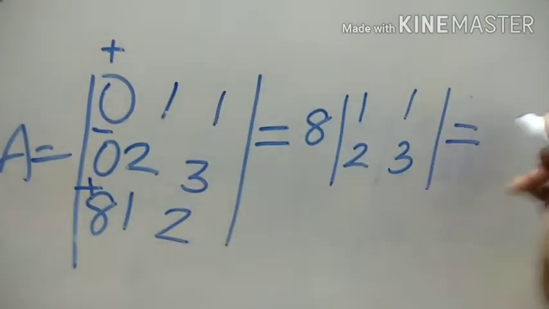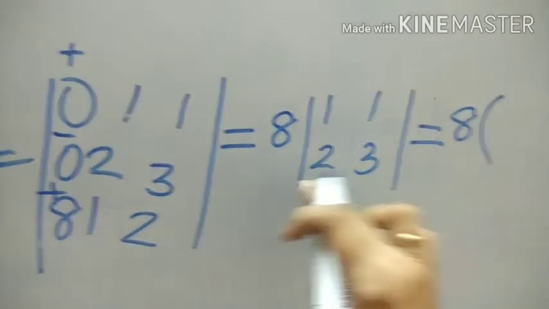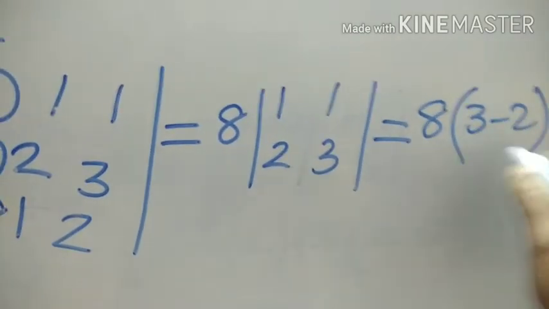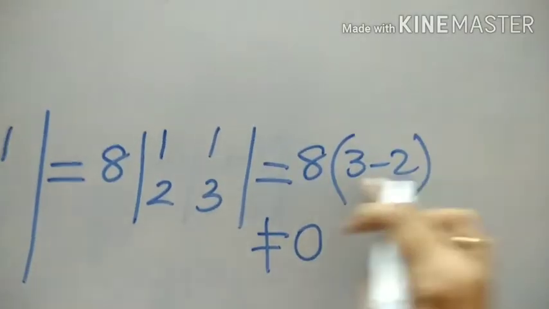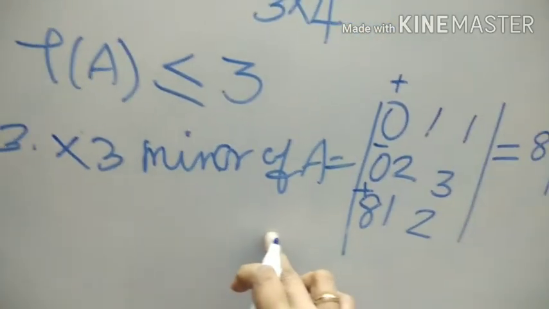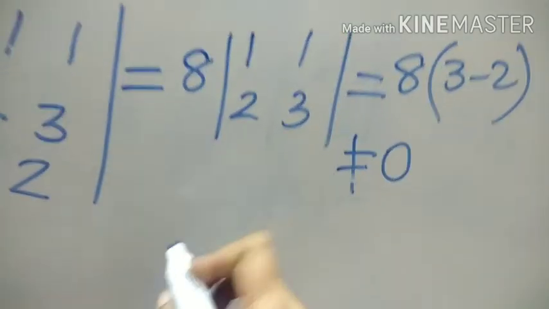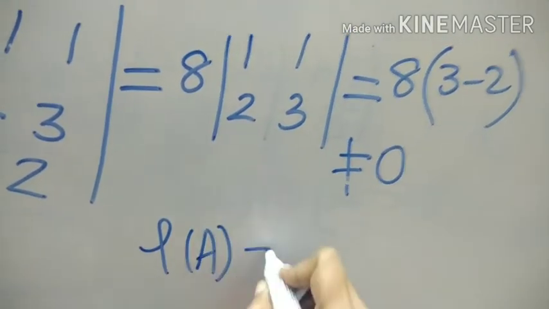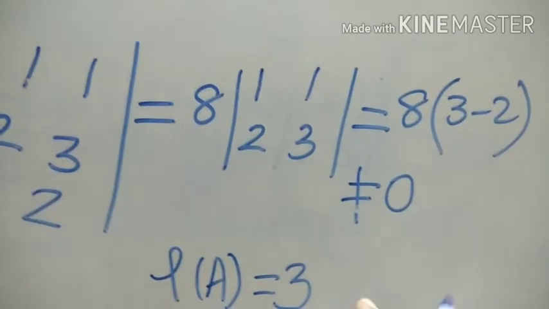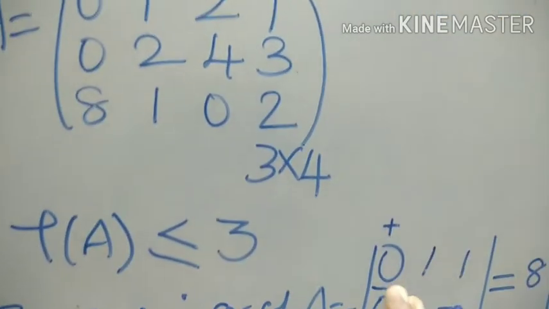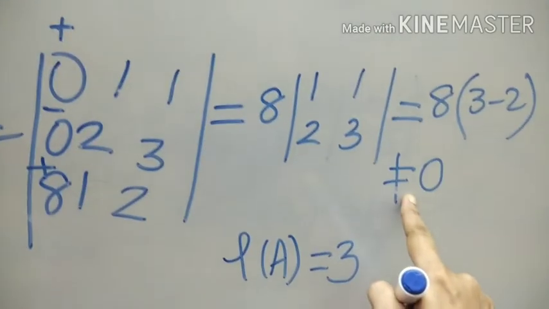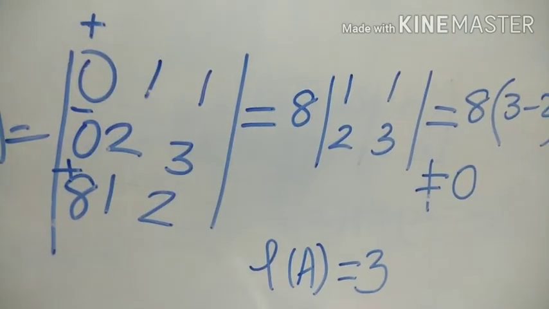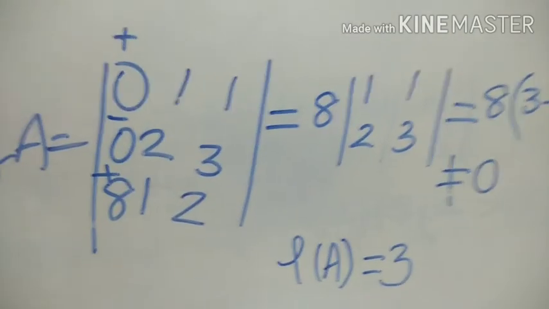Expand this: 8 into 3 minus 2. I am not bothered about the answer. I need to know only whether it is 0 or not. 3 minus 2 is 1. 1 into 8 is not equal to 0. I started with a 3 by 3 minor of A and my answer is not 0. I will immediately declare rank of A equal to 3. I am not bothered about the remaining rows, columns and all. At least one third order minor doesn't become 0, so I can immediately declare rank of A equal to 3.